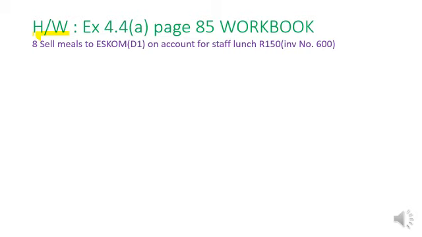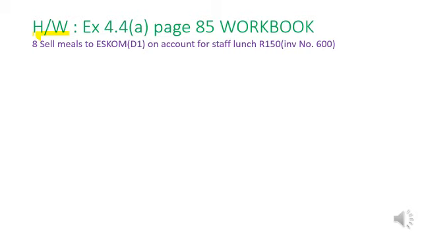So in this case, first one here on day 8, all the information, remember, it's given there on page 85 of your workbook. So I've just duplicated the same information here. We sell meals to Eskom, D1. Remember, D1 means that's data number 1, on account for the staff lunches, 150. So this is the total amount here, right?